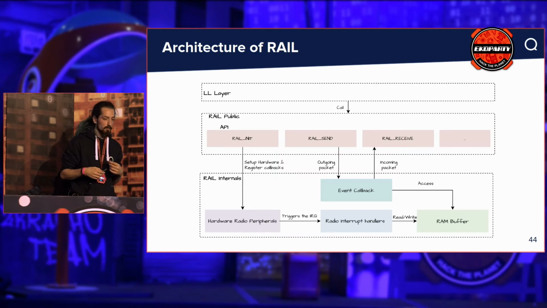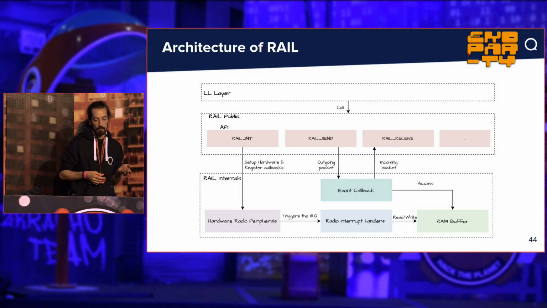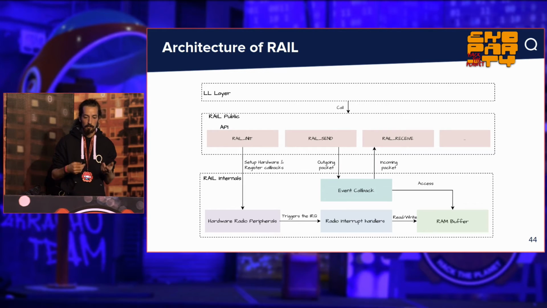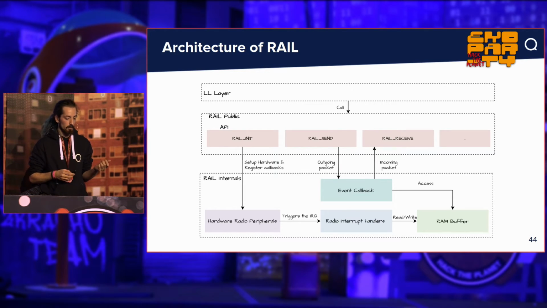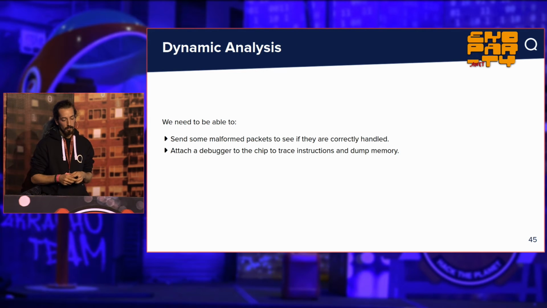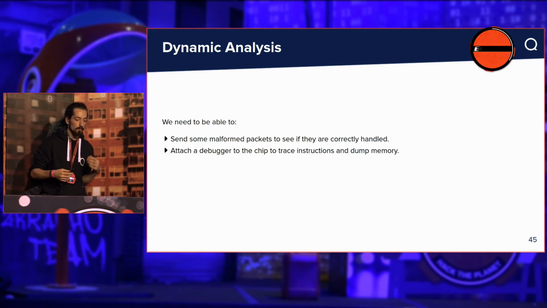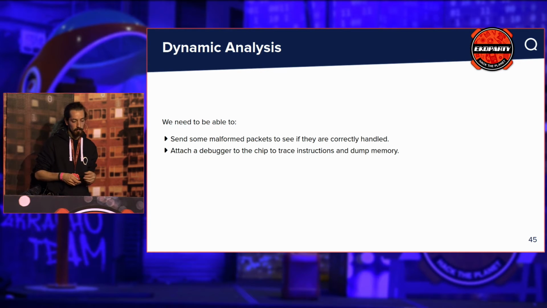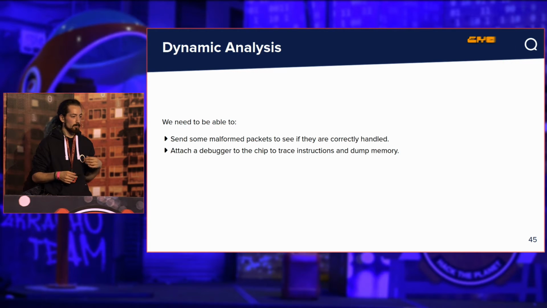So that's about it for the architecture. Now we have a better understanding of how Rail works. We can move on to the dynamic analysis part. For this part, we need to be able to do two things. We want to be able to send any kind of packet, even a malformed one, to the chip to see if it's correctly parsed. And we also need to be able to attach a debugger to trace the instructions that are being executed, and also dump some internal state of the library.